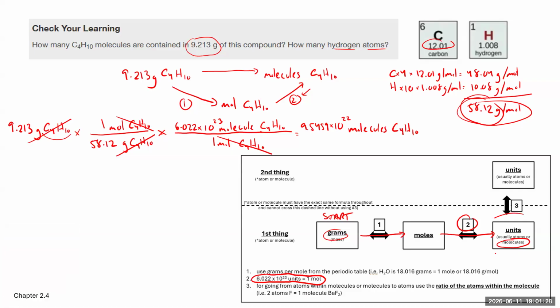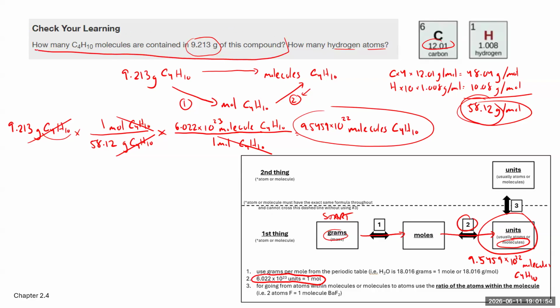All right, so we're here. We said now there are 9.5459 times 10 to the 22nd molecules C4H10, right? That answers this question here. But we have one more part of the question. How many hydrogen atoms? Well, let's check this out.